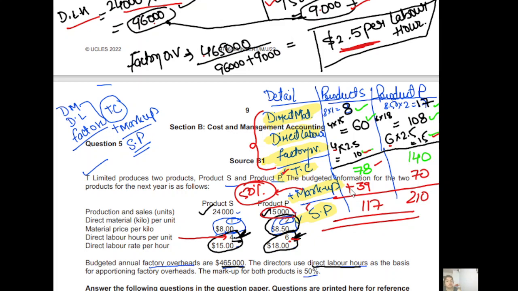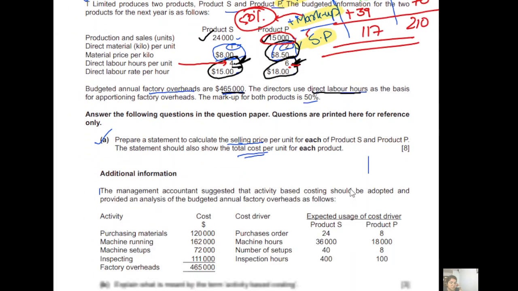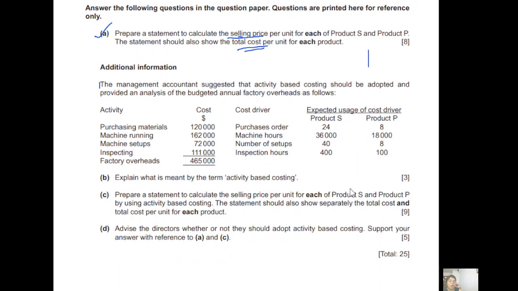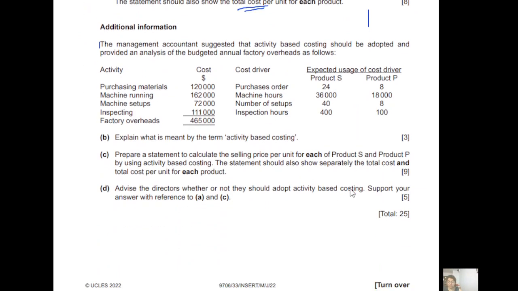So first, in part A they want us to prepare this statement, that is clear to you. Now in this question, in the additional information you have these things. Number 1 box is for the cost. These are cost drivers. And if you want to find out the cost driver rate, how are you going to find it out?